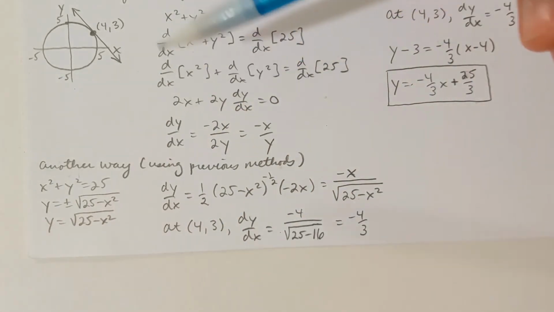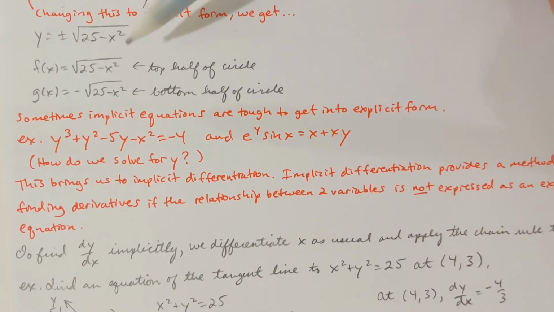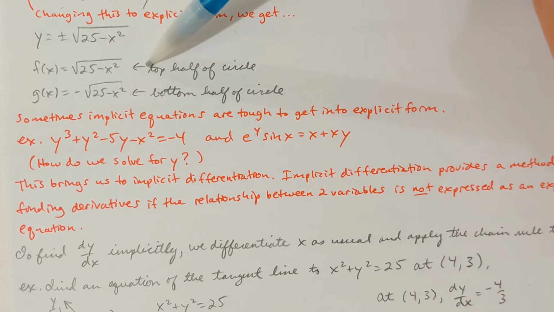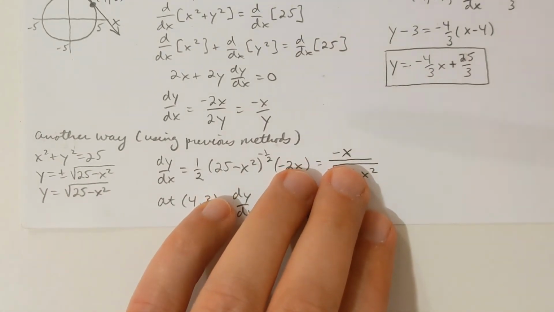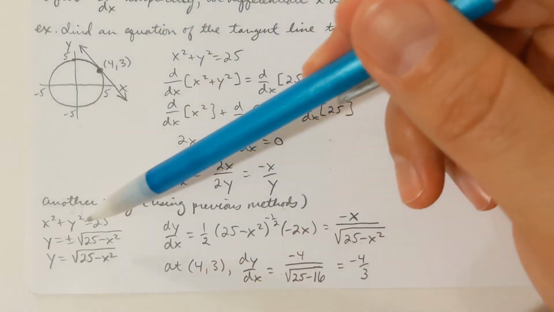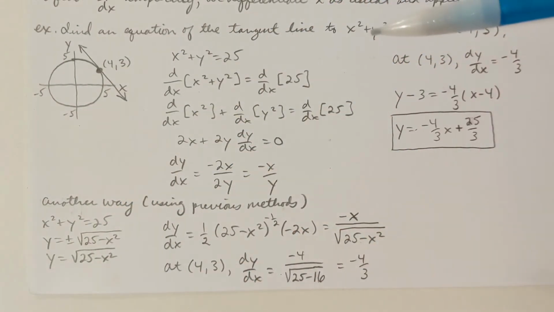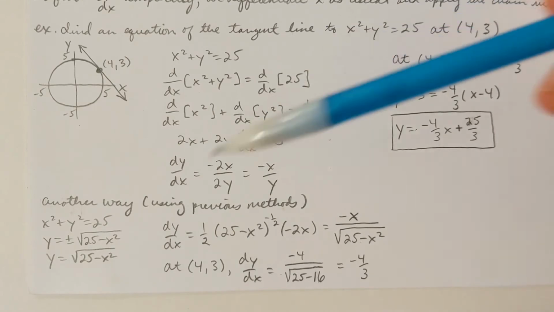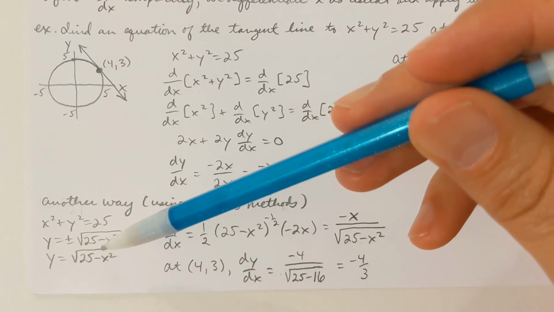Now, because this point is on the top half of the circle, it would be enough to just disregard the plus-minus here, since I'm only working with the top half of the circle. And of course, if I were working with the bottom half of the circle, then I'd want y to be negative the square root of 25 minus x squared. Now we can find dy/dx by using the chain rule.